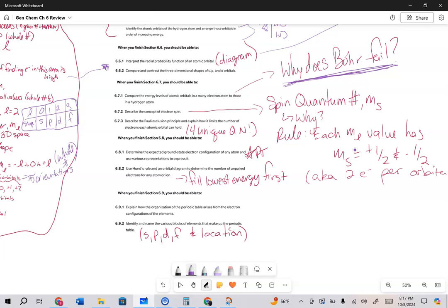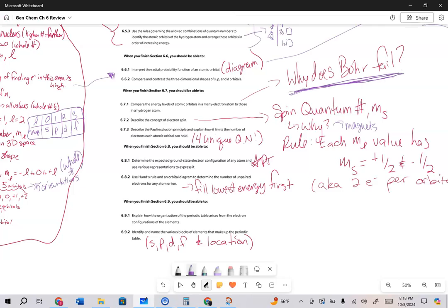And then in this section, we also introduced spin quantum numbers, aka the m sub s number. One of the questions I'm asking here is, why does the spin quantum number matter? And how was it discovered? And the answer is magnets. Okay, we put some electrons in a magnet. We put maybe probably 1,000 electrons in a magnet, and we watched which direction they spun. And what we noticed was they spun either positive or negative.